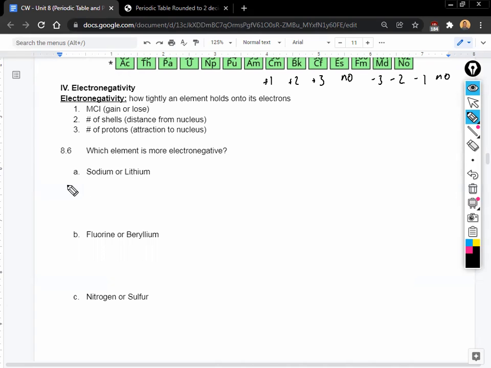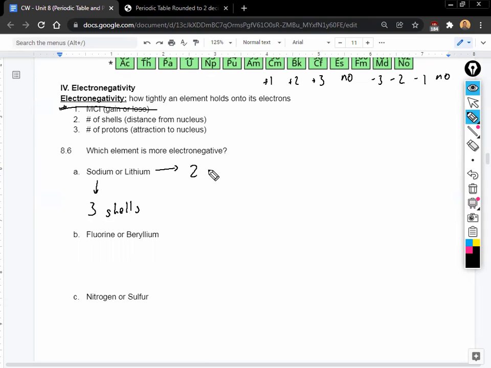All right, let's do the first one together, and then I'll have you try the other two on your own. We want to figure out which element is more electronegative, sodium or lithium. First we look at, is it an MCI? Are sodium and lithium ions? No, it's just sodium and lithium, so we don't have to worry about that one. Now we take a look at the number of shells. How many shells does sodium have? Yeah, 3. Okay, so 3 shells. And how many shells does lithium have?